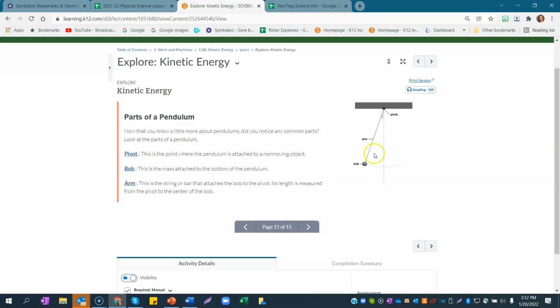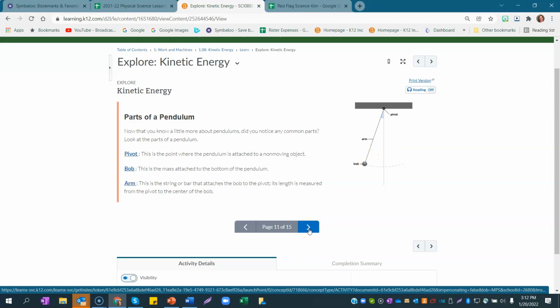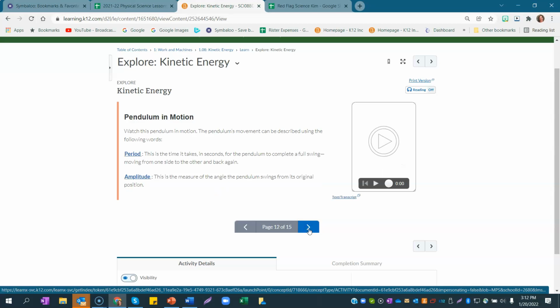So the arm length. So make sure you have that in your notes. You might take a screenshot or draw it out. So now you need to understand pendulum in motion. So there's some different things that happen here. So that's number 7. What's the difference between period and amplitude?